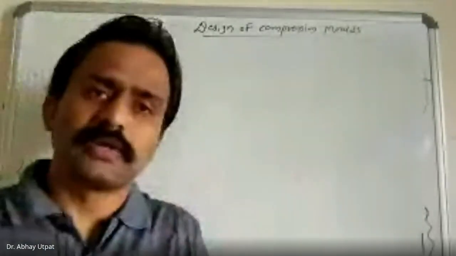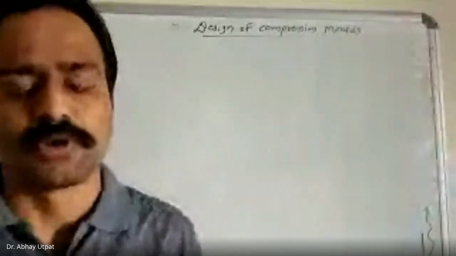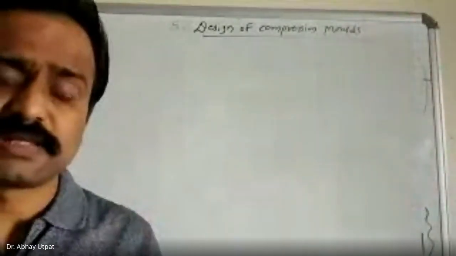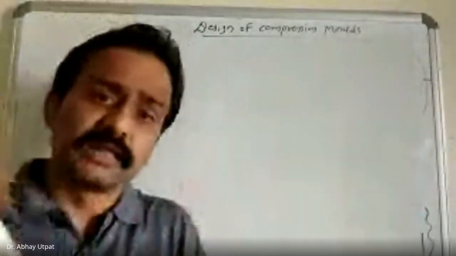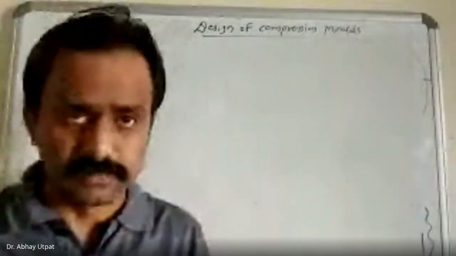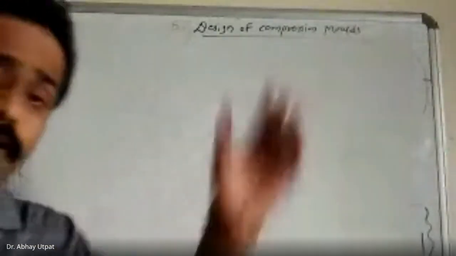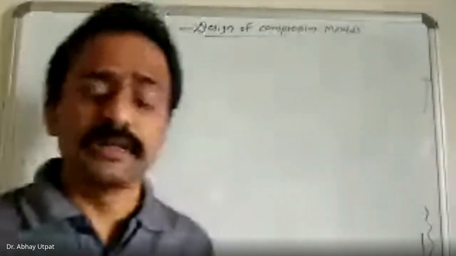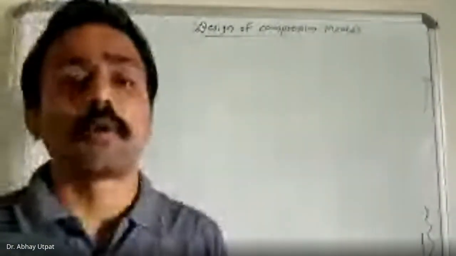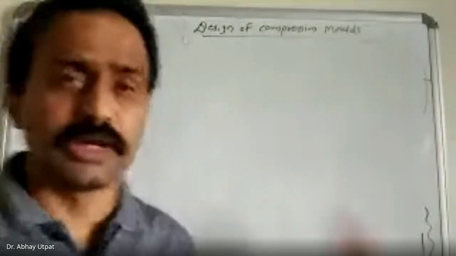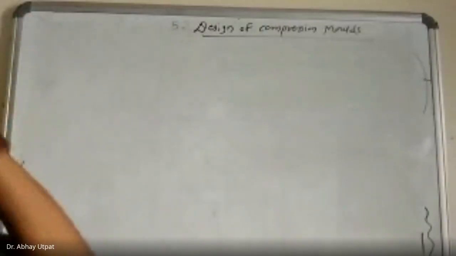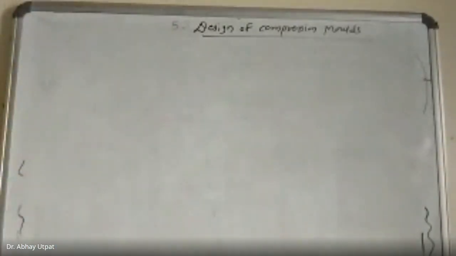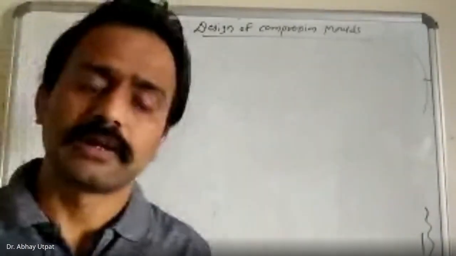Customer is not having any mold. Customer only wants that component. So as a manufacturer, as a design engineer, you have to make the mold, and then in that mold you have to make the 10,000 components. So what are the different steps in designing that particular compression mold? Okay, so the outcome of this chapter is, at the end of this chapter, students will be able to design a compression mold for a given component.